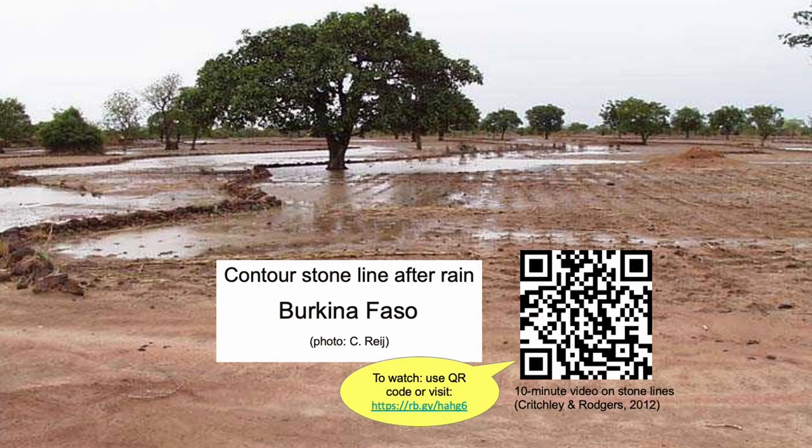After the first rains, before planting, the effect of the stone lines on runoff is clear. Note the planting pits, the Zai, from the year before. They will need to be redug to increase their capacity before planting. Oh, and by the way, can you see the agroforestry? You remember that from our last class.